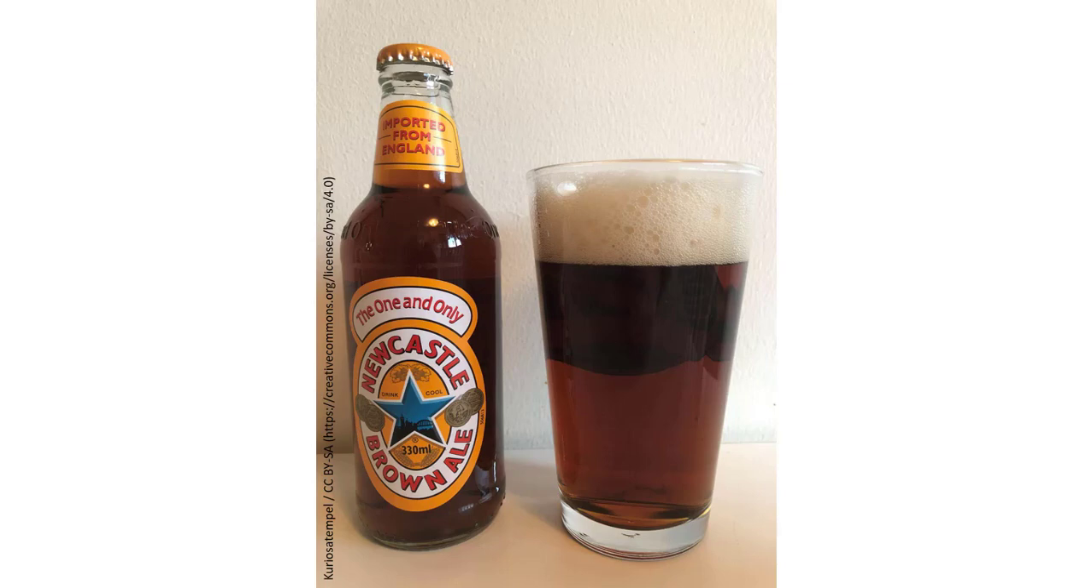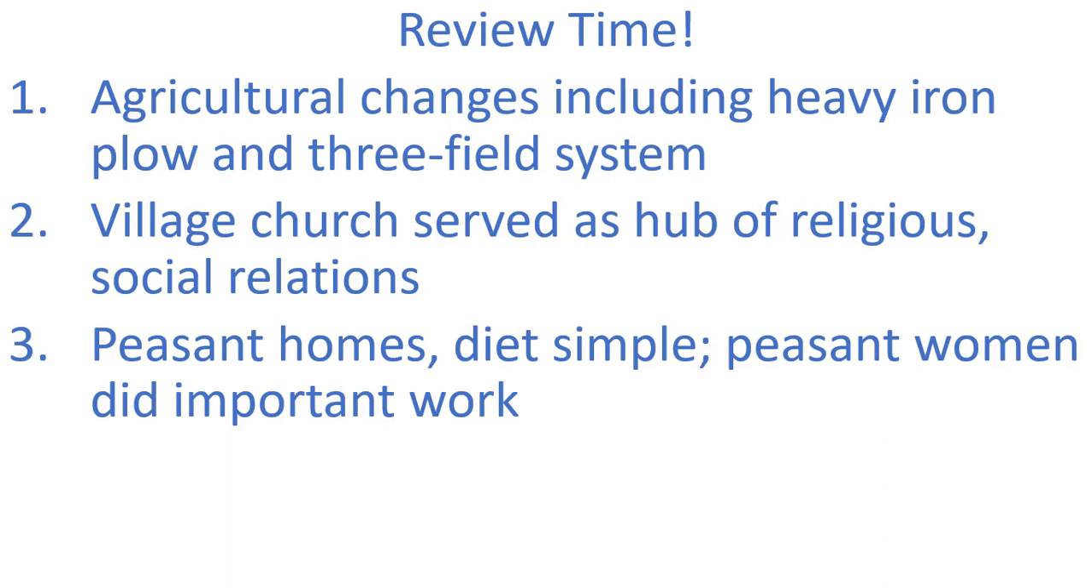It's time for our first review of this lesson, so let's highlight the main points of this section. First, one major trend of this period of European history was agricultural changes, such as new heavy plows and the 3-field system. Second, the village church was the center of religious and often social relations, and helped break up the monotony of peasants' working lives. Third and finally, peasant homes and diets were simple and straightforward, and peasant women played integral roles for the family.